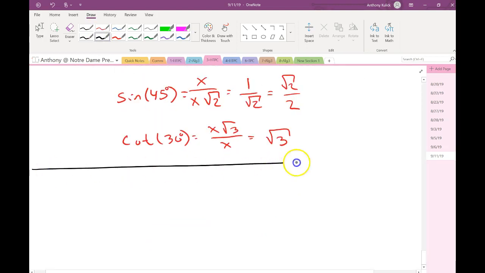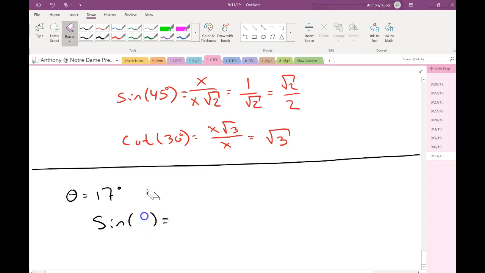What about other measures of theta? What if I wanted to find out like sine of 17? How would I do that? Not really a trick question. Just going to use my calculator, right? That's our other tool. We can either find exact values right now, or we're going to have to use our calculator.